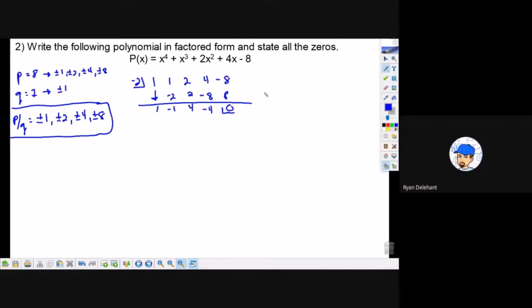So that means, and we saw this from the graph right away, that we have an x-intercept at x equals -2, and its factor is going to be x plus 2, is what we'll see inside the factored form. Let's try the +1.